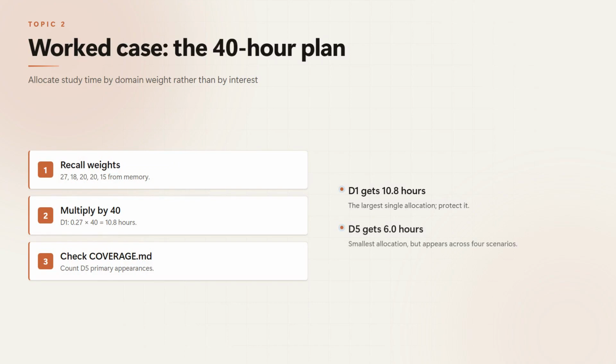Now open coverage.md. You count D5 as a primary domain in 4 of the 6 scenarios. The alternative, ignoring that count, loses because you would treat D5 as a siloed 15% topic and miss that it is the connective reasoning across most of the exam. The other domains are on the page. The lesson is that weight alone is not the full picture.